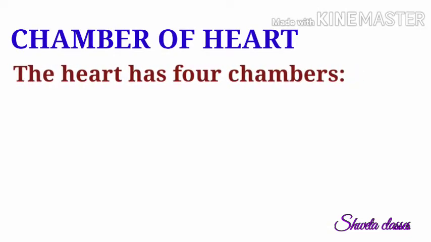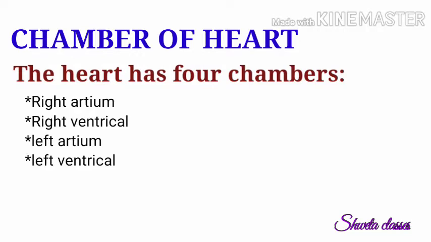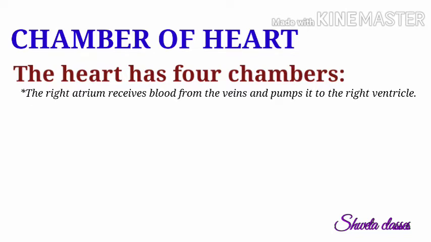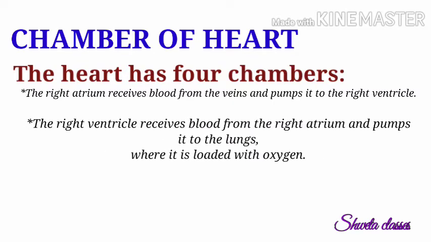So now we talk about the chambers of the heart. The heart has four chambers that we call the right atrium, right ventricle, left atrium, and left ventricle. The right atrium receives the blood from the veins and pumps it to the right ventricle. The right ventricle receives the blood from the right atrium and pumps it to the lungs, where it is loaded with oxygen.